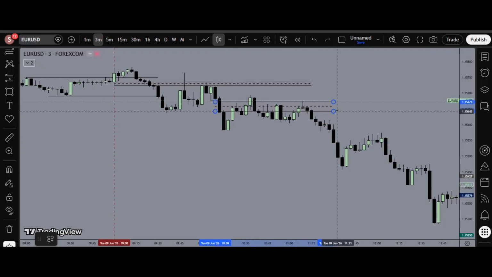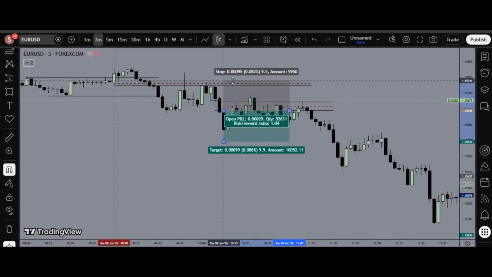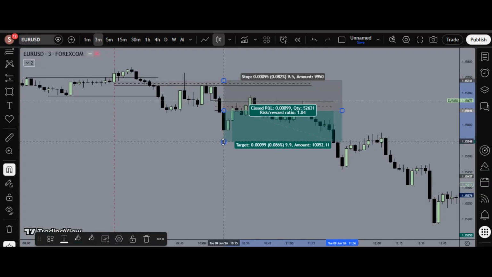That fair value gap is your entry. Simple. This fair value gap is your entry. Place your stop loss here. So we'll take our entry, target 1 to 2. Guys, try this on a PropFM account and thank me later. That's your entry. 1 to 2.